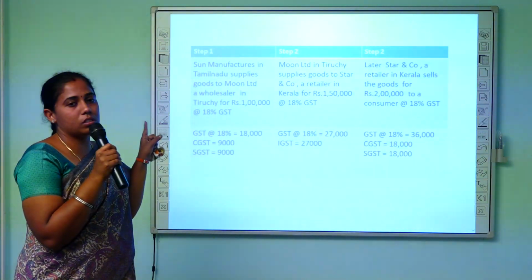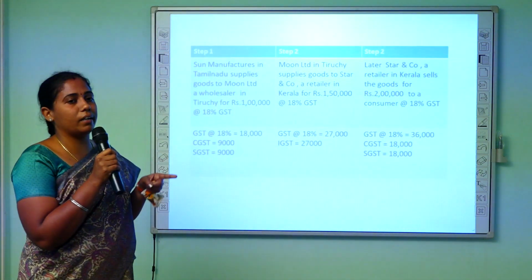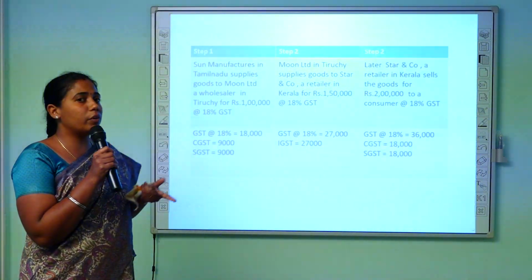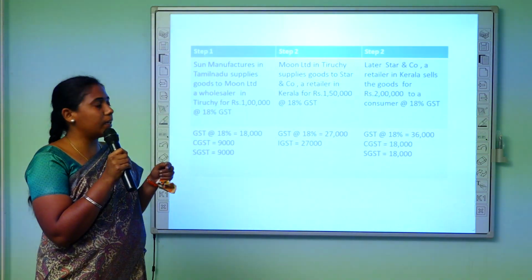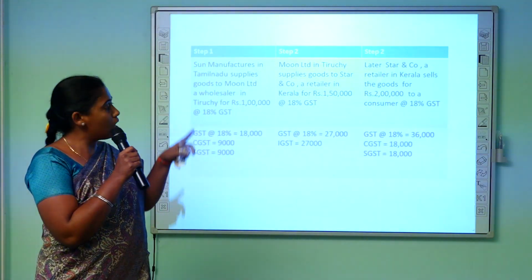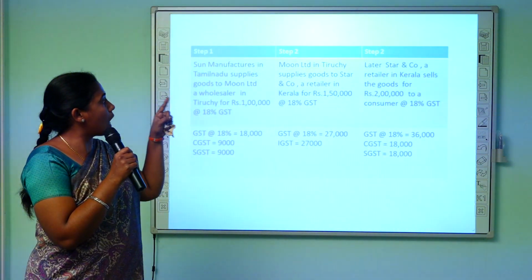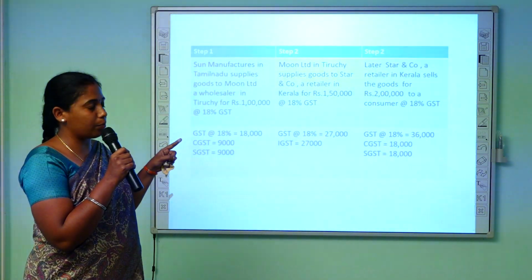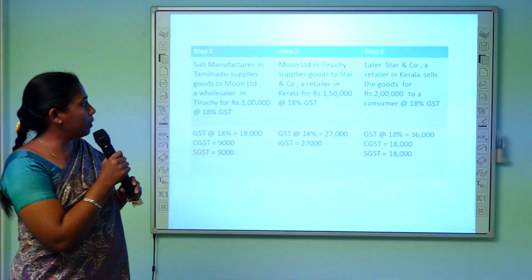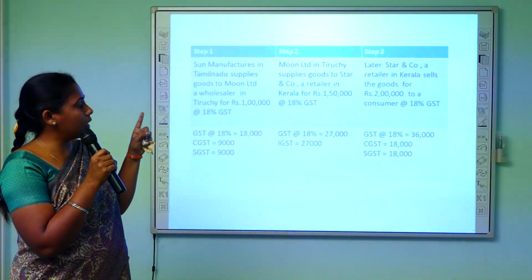This Moon Limited, which is located in Trichy, is now supplying the same goods to a retailer. We have seen that Moon Limited is a wholesaler. Now this wholesaler will supply some goods to the retailer, and in such a case, he will add some value. So here 1,50,000 worth of goods is being supplied to Star Company Limited, which is a retailer located in Kerala. So Moon Limited in Trichy supplies goods to Star and Co, a retailer in Kerala.